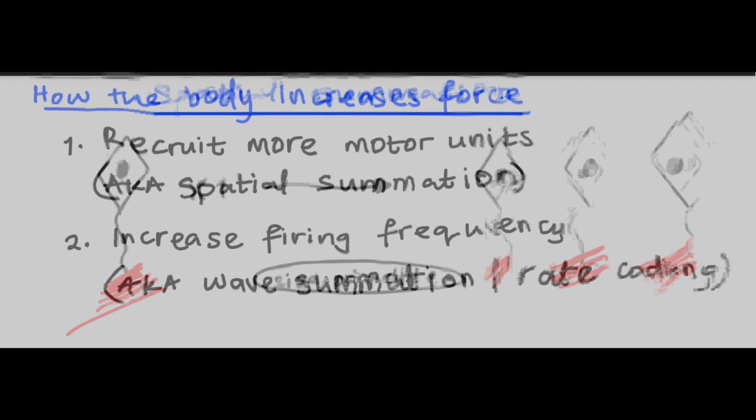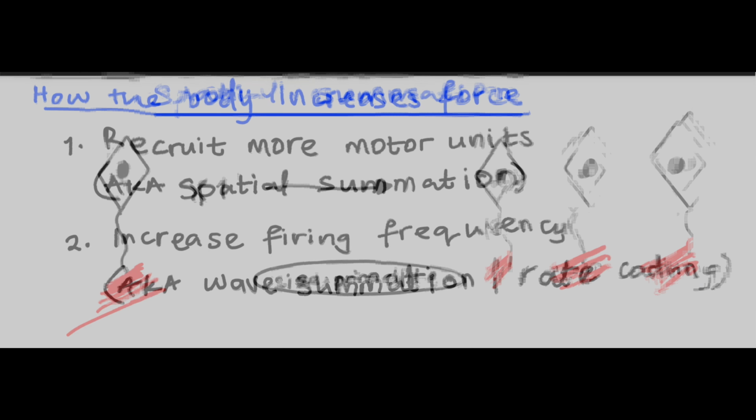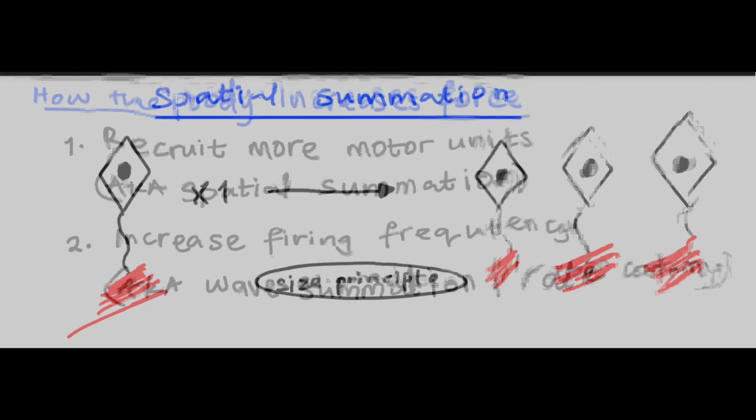The size principle is just that the smaller motor units come first, so they get stimulated first and they contract first, and the larger motor units come later on because more force, more stimulation, more activation is needed for those. Secondly, we have wave summation.